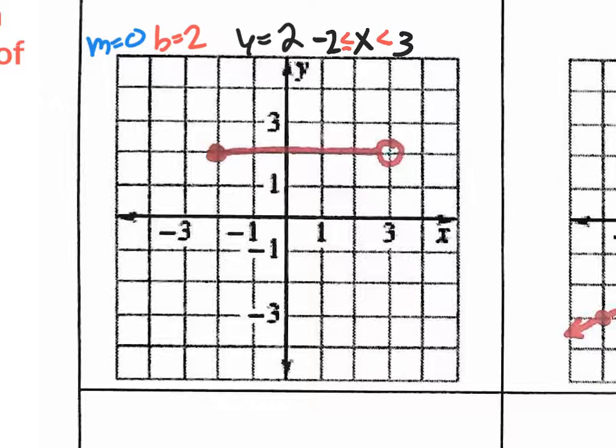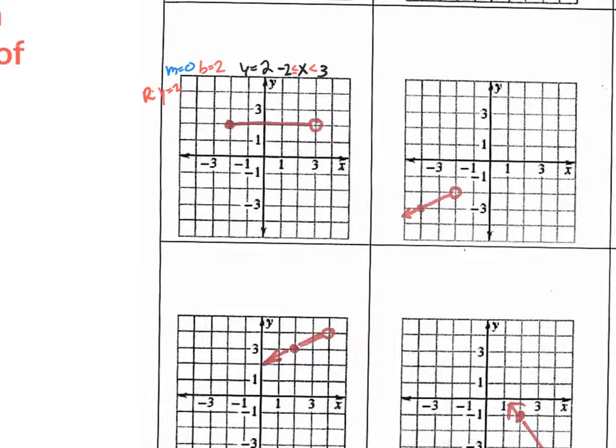Now here's a tricky question. What would the range be? So once again, the range of the y values, like does the graph go down? Does it go up? It's only at this one specific value of 2. All right, so the range would be y equals 2. Let's do a couple more here.